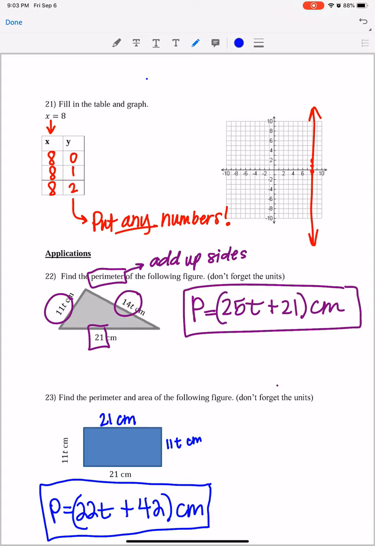Now for area, because we're dealing with a rectangle, it is length times width. Really doesn't matter what you call the length and what you call the width. Technically, your length is 21.